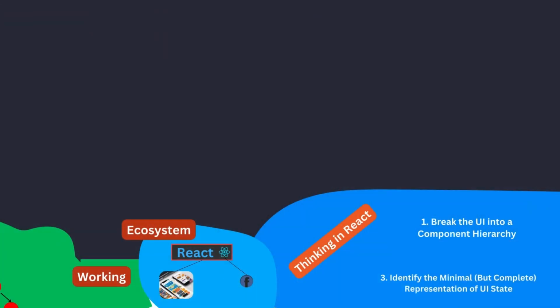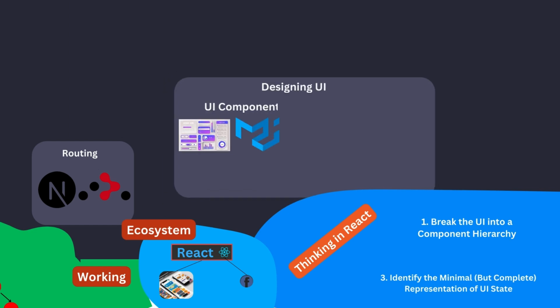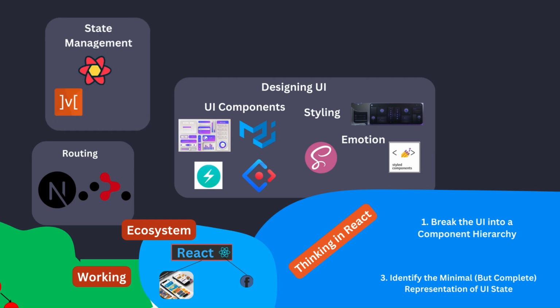React itself is a powerful tool for building user interfaces, but the real power comes from the rich ecosystem that has developed around it. Like for routing, we have React Router and Next.js. For designing UI, we have UI components like Material UI, Ant Design and Chakra UI. Next, for styling, we have Sass, Emotion and Styled Components. For state management, there are tools like Redux, React Query, and MobX.